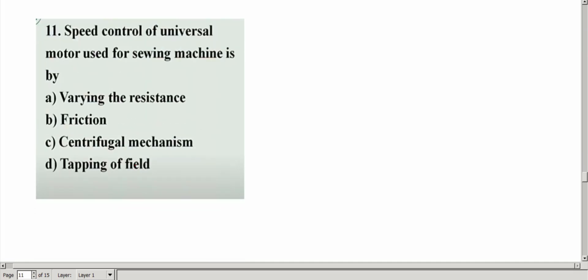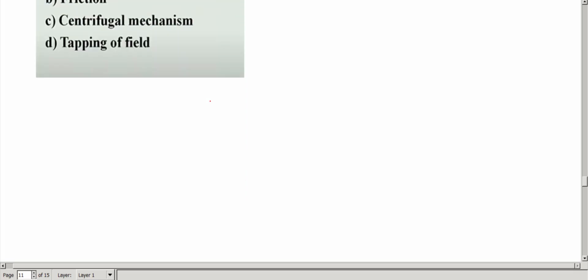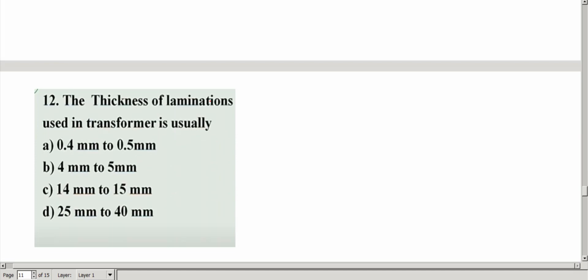Next question: speed control of universal motors for sewing machine is by varying the resistance. A universal motor means a DC series motor; a series motor can be used on AC and DC. So speed control of the universal motor used for sewing machine is by varying the resistance. The thickness of the laminations used in the transformer is 0.5 mm.